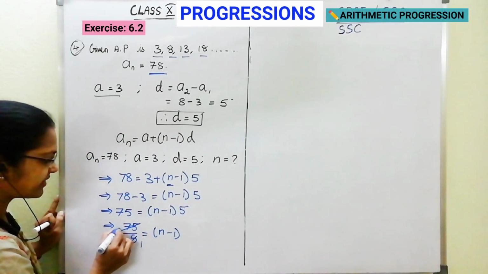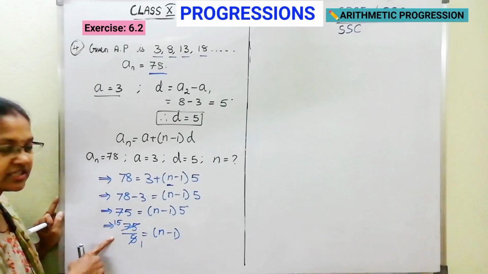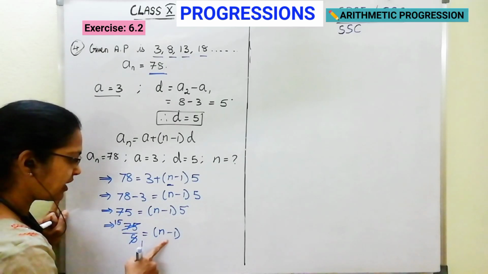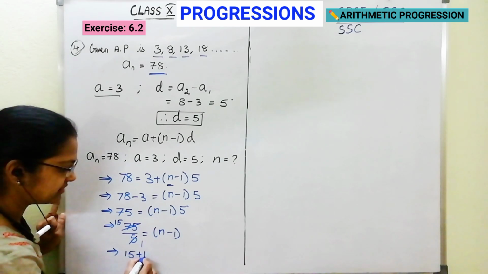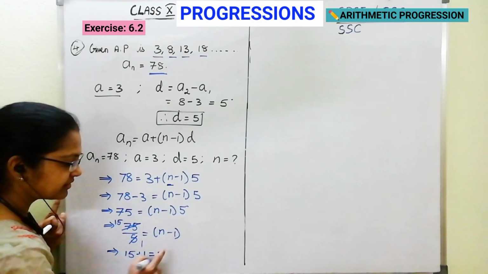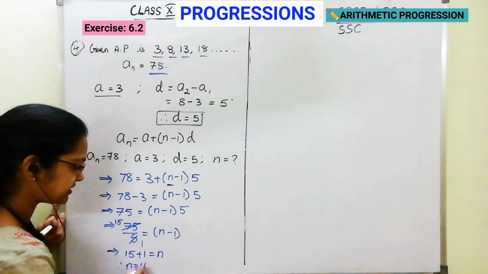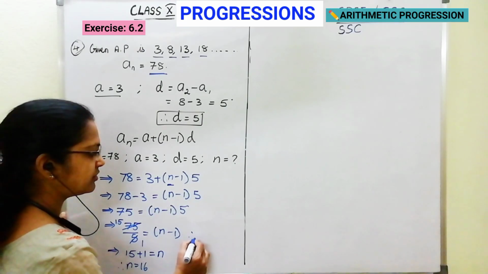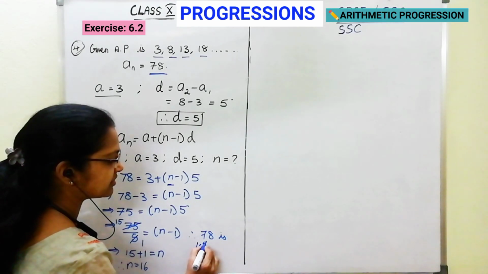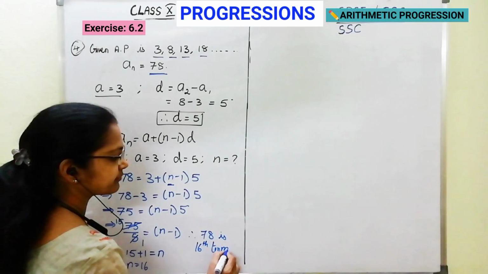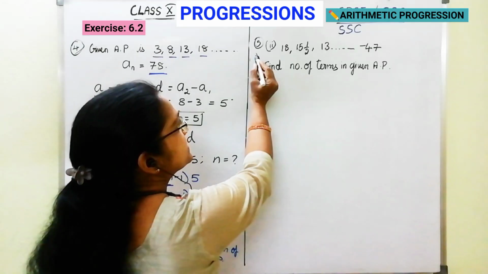5 ones are 5, 5 threes are 15. Now when I send 1 here, it becomes 15 plus 1 is equal to N. N is equal to 16. Therefore 78 is the 16th term of the given AP.